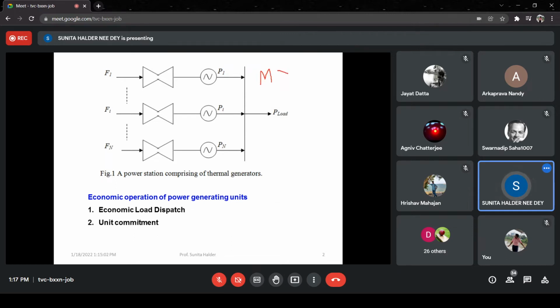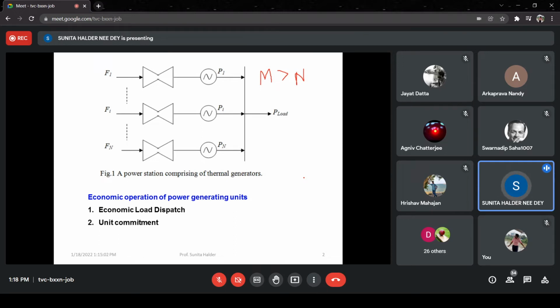And among them we are using only n number. So m is more than n. So actually n number of generators are selected from that m number of generators. So how shall we select? Obviously based on best performance. That part of selection, that part of study, is called unit commitment.